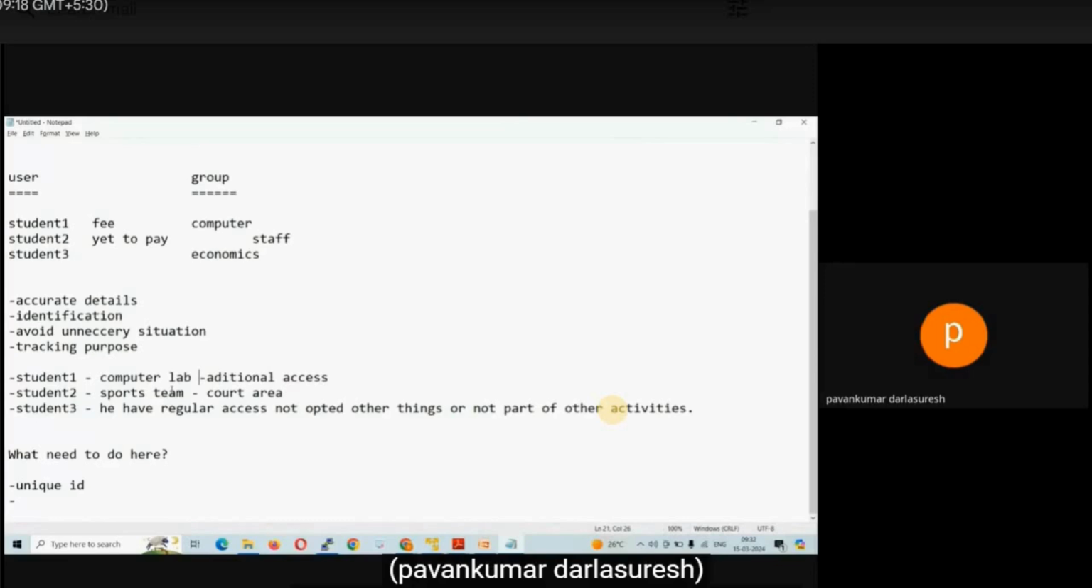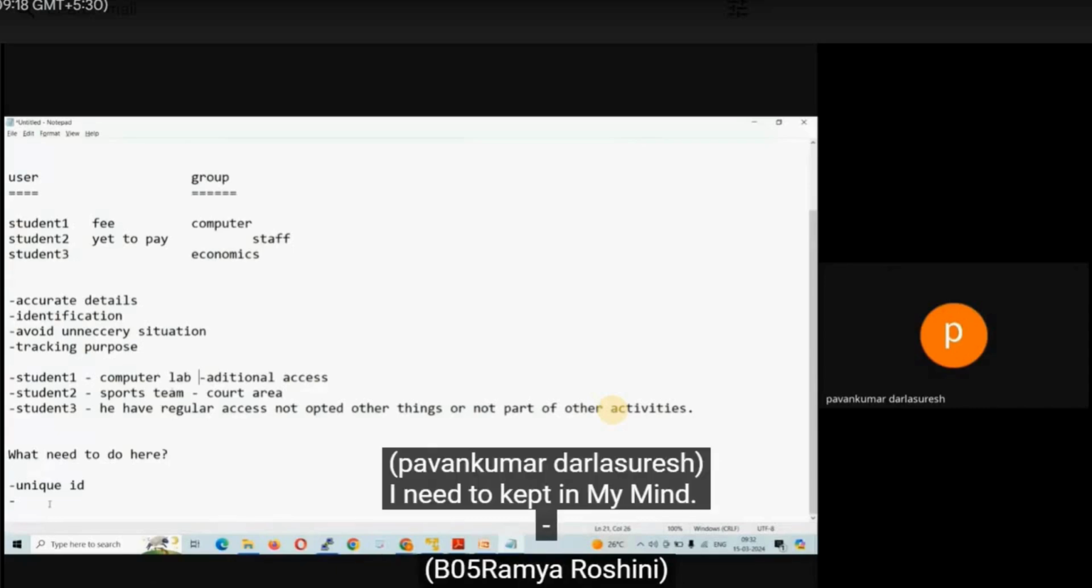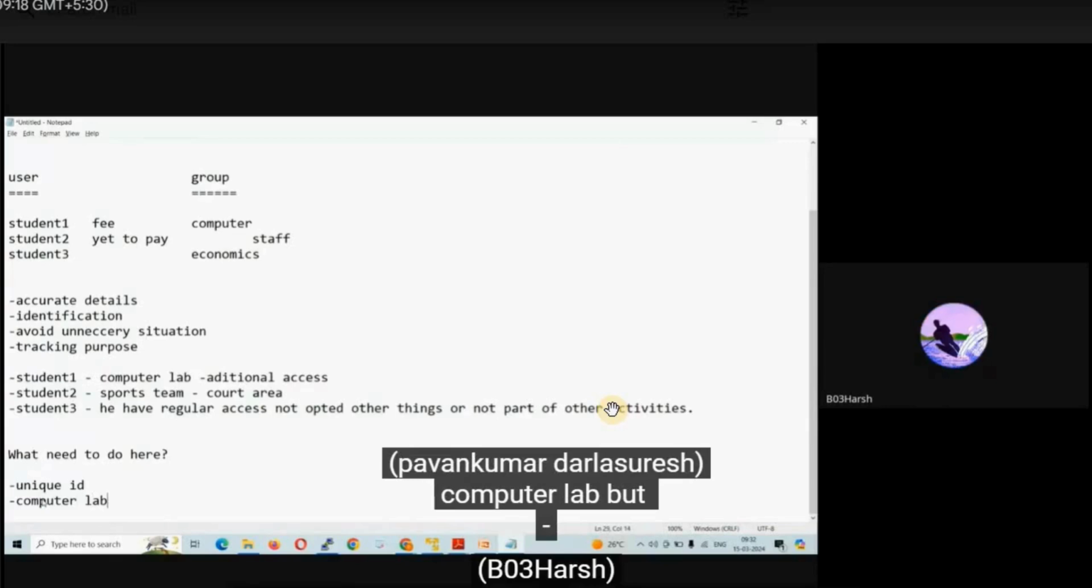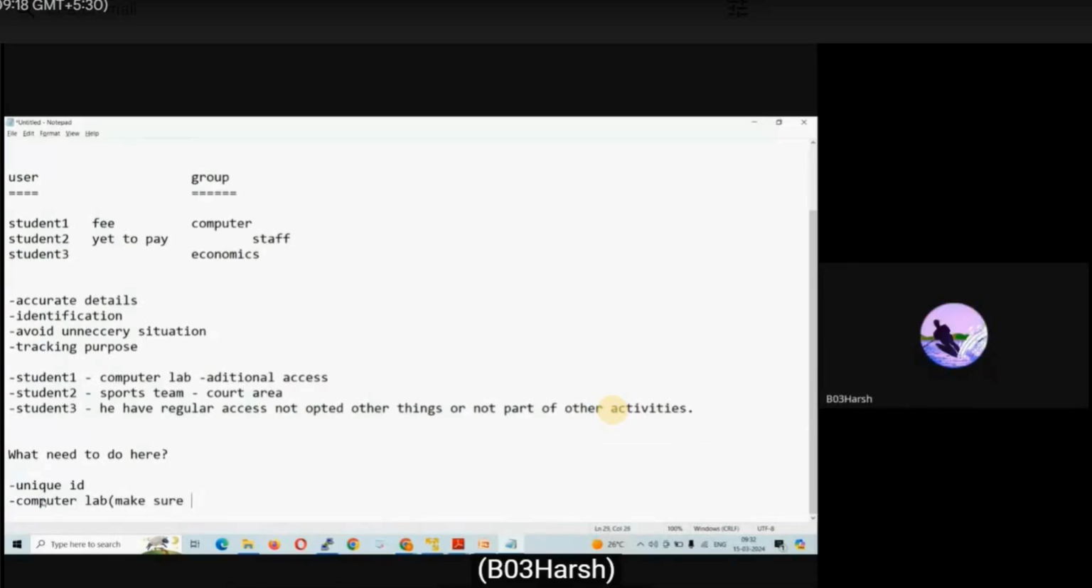So at the time of creating the IDs, what are the things I need to take care of? That is my question. For example, I'm creating the ID of student 1. What do I need to keep in mind? You should access only the computer lab. We have to create separate computer lab IDs for different students, which are unique.